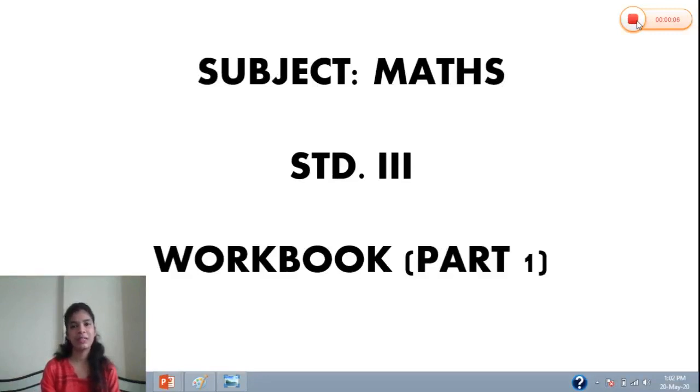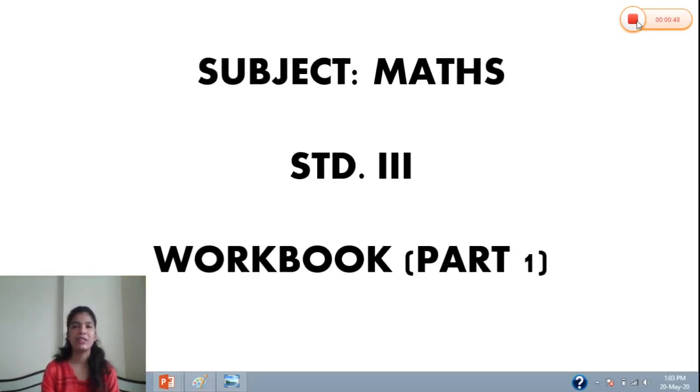Students, as we completed chapter 1, Shapes, in that we also completed concept 1.1, that is vertices and diagonals of two-dimensional figures. In this chapter, let us recall the points that we discussed. First, what is a two-dimensional figure? Second, identifying the sides, vertices and diagonals. Third, what is a three-dimensional figure and its features. Fourth, identifying the vertices, faces and edges.